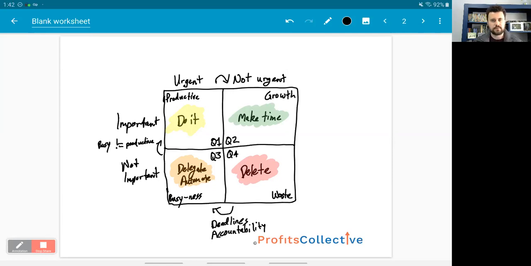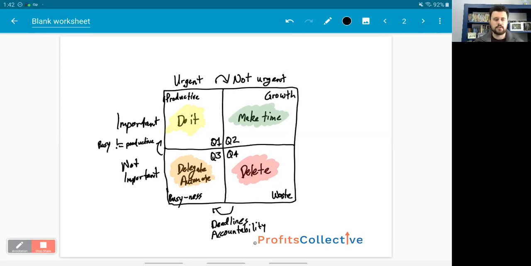Making time is key, but when most people say it, there's this expectation that there's free time that you could just take, like big empty spaces. But what you actually have to do is say no to some things. It's not so much creating time out of thin air, it's taking time away from something else.